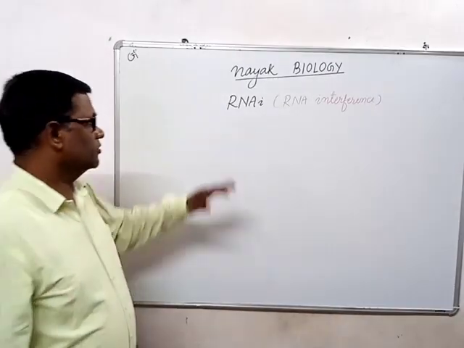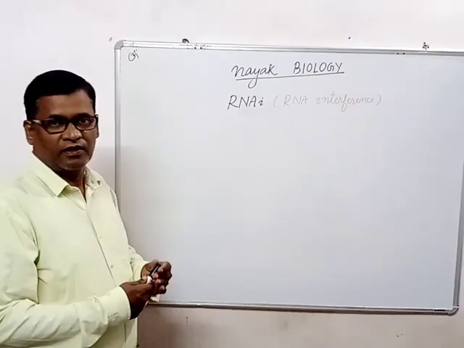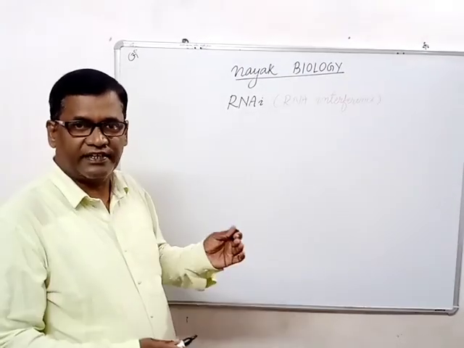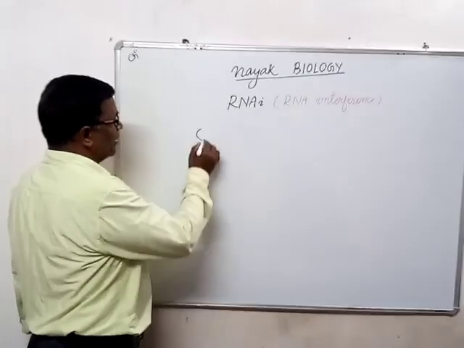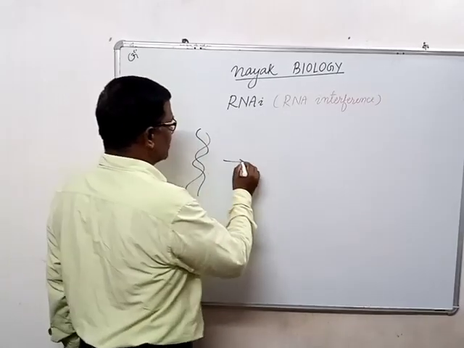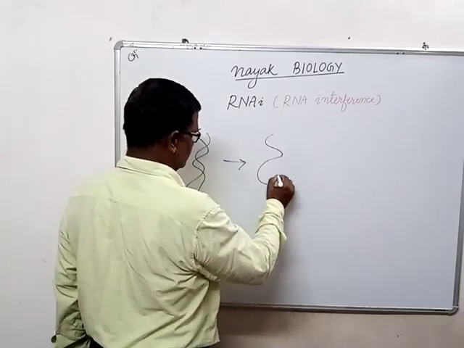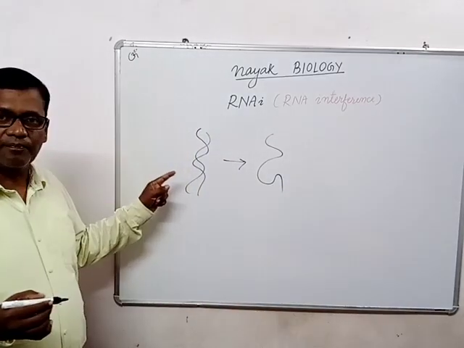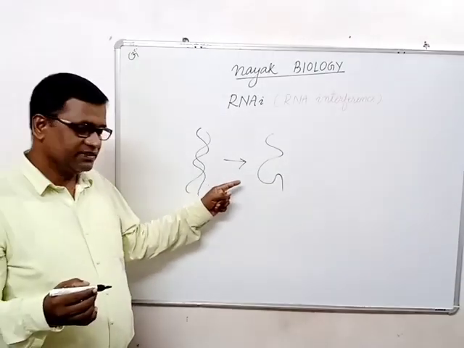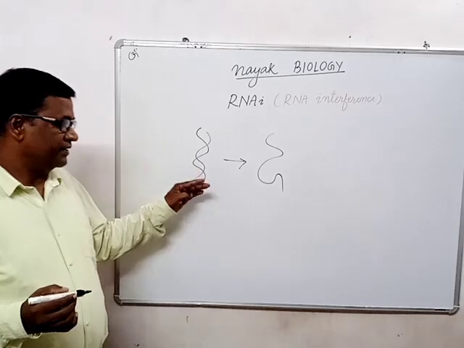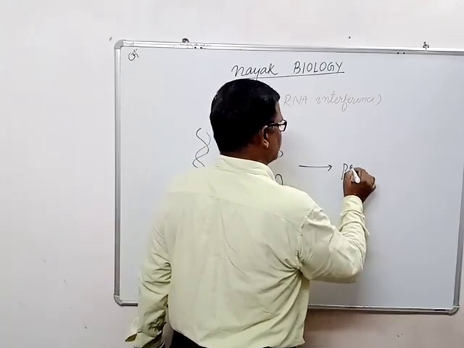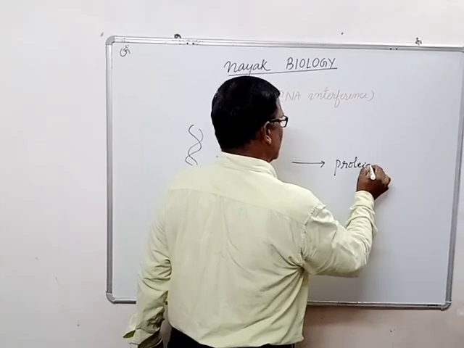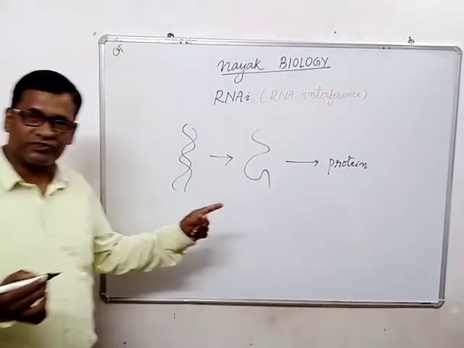Today we are going to discuss RNA interference. Before understanding RNA interference, we have to know about DNA and RNA. DNA is double stranded and RNA is single stranded, and this RNA forms the protein. Then the question is, how does it form the protein?